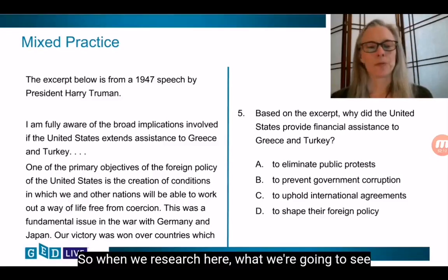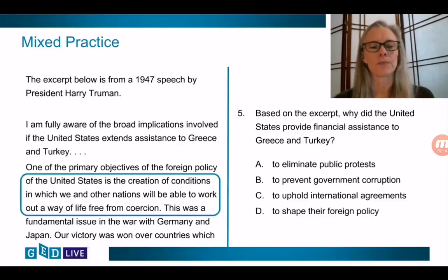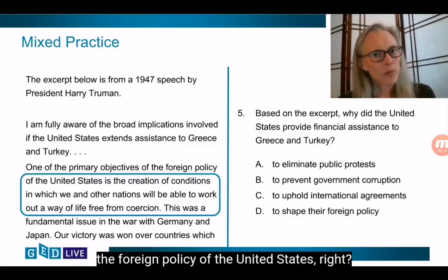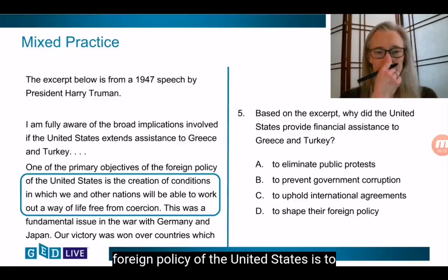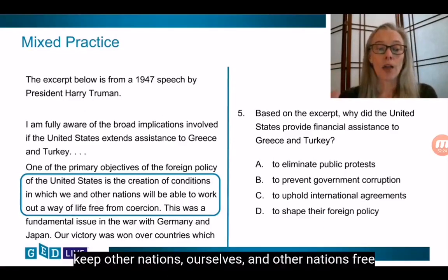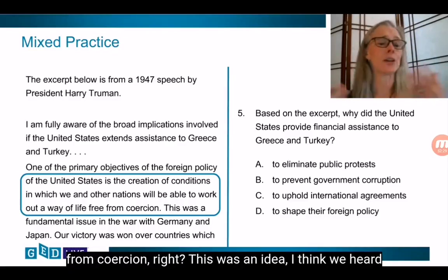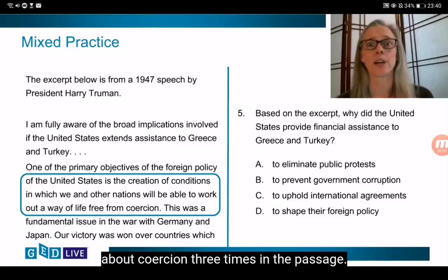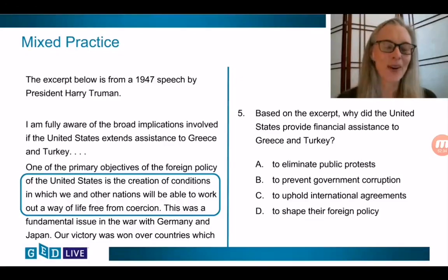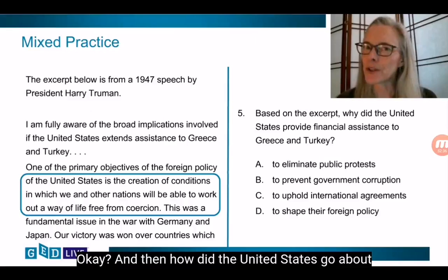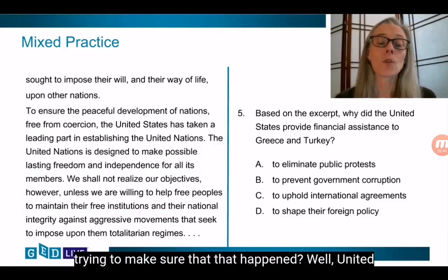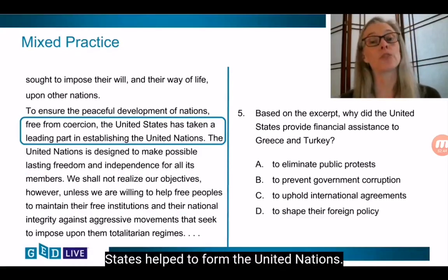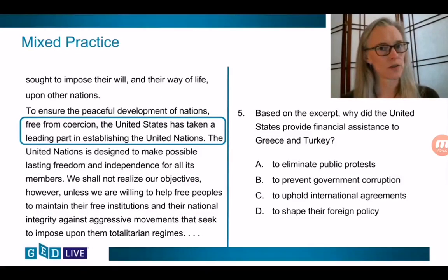So when we research here, what we're going to see is that one of the most important goals of the foreign policy of the United States is to keep other nations, ourselves and other nations, free from coercion, right? This was an idea, I think we heard about coercion 3 times in the passage, right? And then how did the United States go about trying to make sure that that happened? Well, the United States helped to form the United Nations.